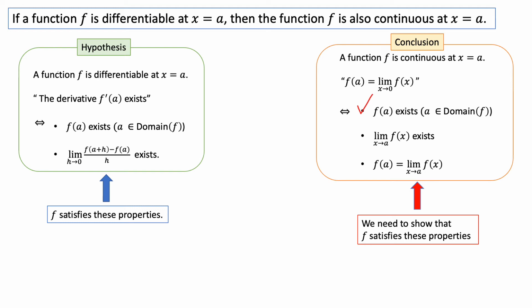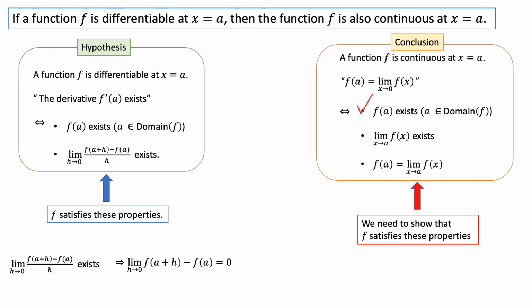Now to show the second and the third properties, let's go back to the last property of the hypothesis: the limit of the fraction exists. Now let's notice that as h approaches 0, the limit of the denominator is 0. So to have the limit of the whole fraction exist, we must have the limit of the numerator also be 0. Otherwise, we cannot have a finite value for the limit of the fraction.